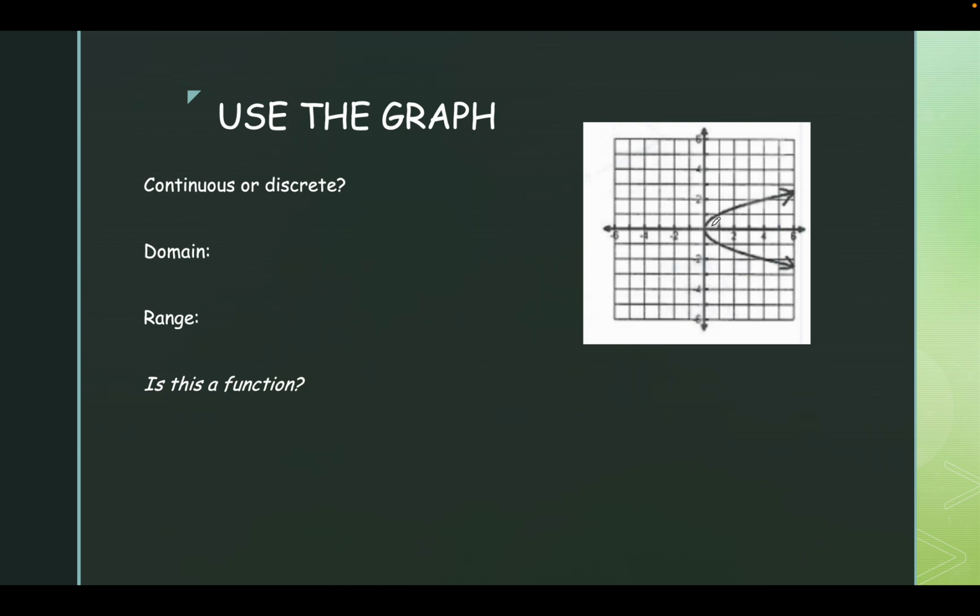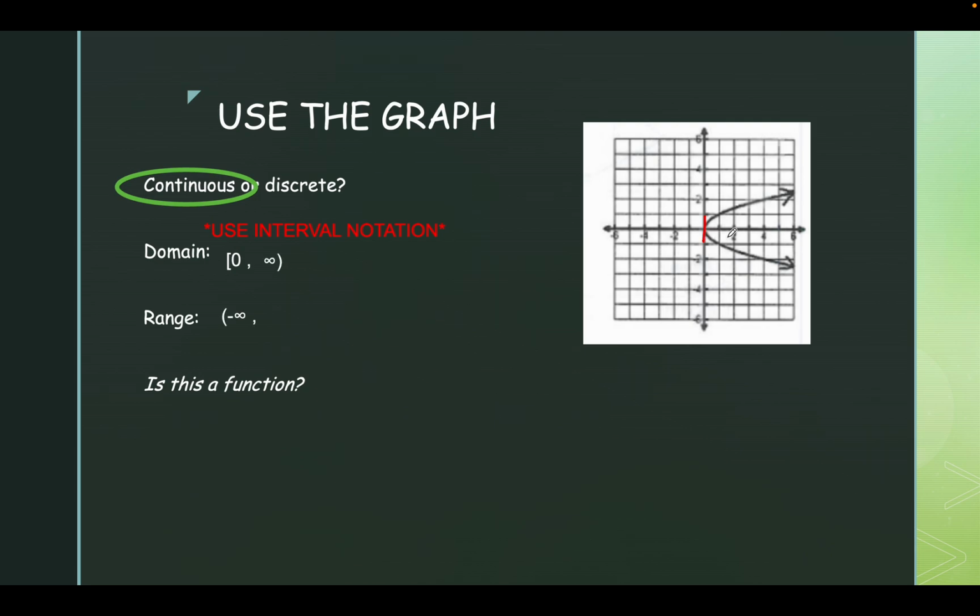One more example, continuous or discrete. This one is continuous. If we're using our interval notation for domain, we look on the left. Looks like this graph starts at 0. It's included, so we use our bracket, and it goes to the right, which means it goes to positive infinity.